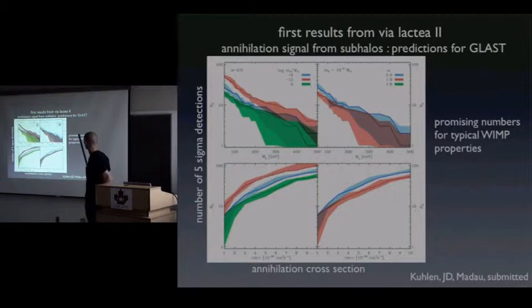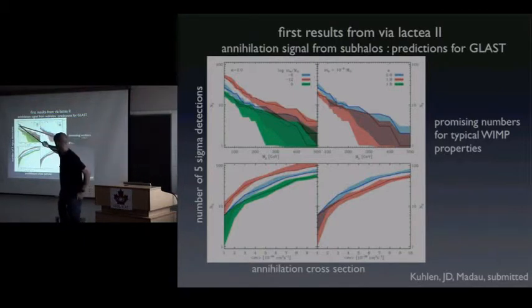And now these plots show you the numbers of subhalos that are detectable at 5 sigma significance with GLAST after a 2-year integration, as a function of the WIMP properties. This is a function of mass using the standard cross-section, and this is a function of cross-section using, I think, a 100 GeV mass. The different colors are different extrapolations. If we extrapolate down to a solar mass, you get the green color. And if we extrapolate all the way down to 10 to the minus 12 solar masses, you get the red.